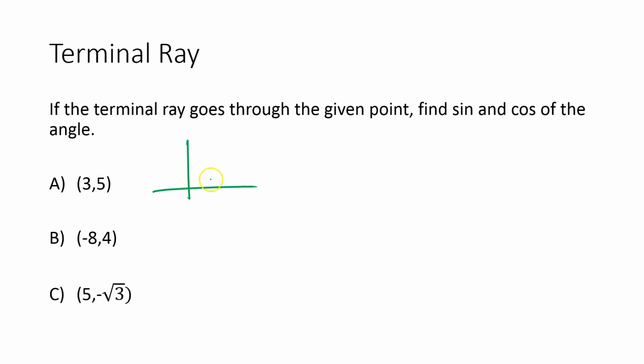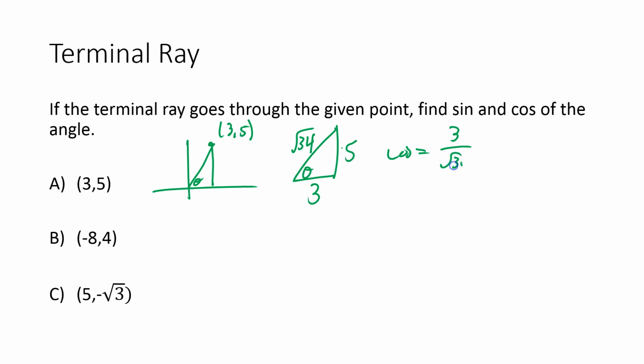All right, 3, 5. Here's 3, 5. So that gives us a 3, 4, 5 right triangle. 3 here, 5 here. This is, sorry. No, it doesn't, because the 5 is the y-coordinate. So this would be 25 and 9 is 34, it'd be root 34. And here's our theta. We want it adjacent to the x-axis. So cosine would be 3 over root 34, which is 3 root 34 over 34. Sine would be 5 over root 34, which is 5 root 34 over 34.